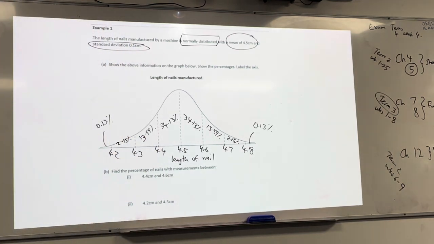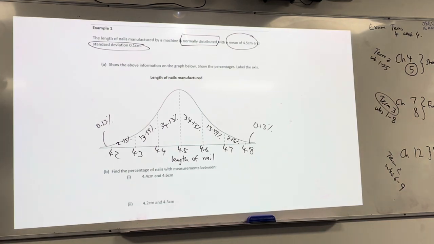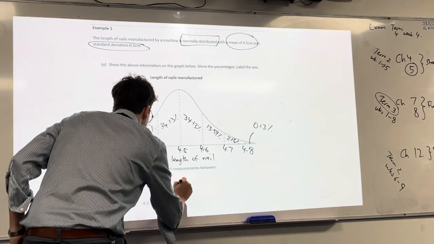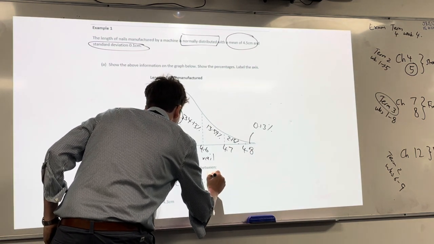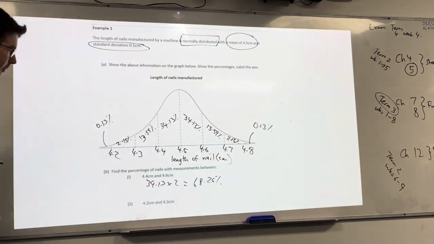Right, let's keep going with the question. Let's keep it punchy here. Find the percentage of nails with measurements between 4.4 and 4.6 centimetres. 68.26. How did you get that? You just plus them together. This plus this.